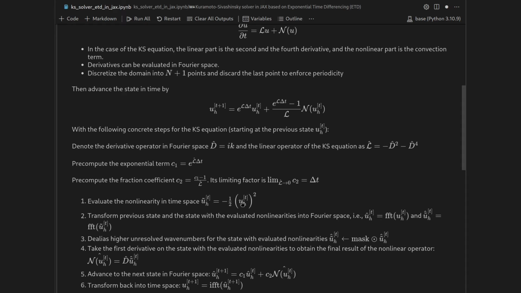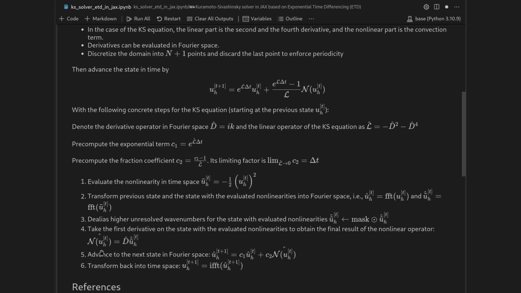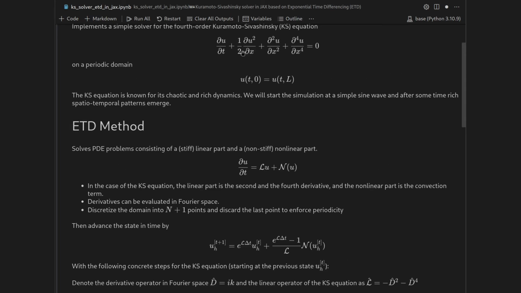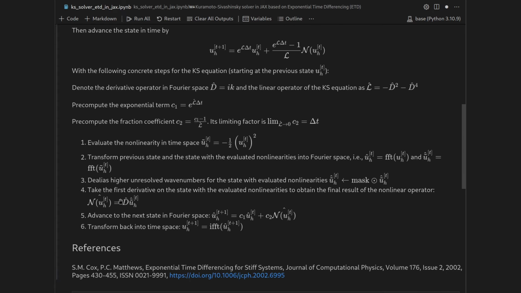And then, since we did some nonlinear evaluation, it is recommended to de-alias higher unresolved wave numbers. So we will have a mask that is 1 for the wave numbers that are resolved and 0 for the wave numbers that are not resolved, to de-alias them. And typically what one does here is to keep the first 2/3 of the wave numbers. And then once we have that de-aliased, we will get the full result of the nonlinear operator by then applying the derivative operator, because so far we only took -1/2 UH squared, but it would actually be the derivative of such. So we will just multiply it with our discretized derivative operator in Fourier space.